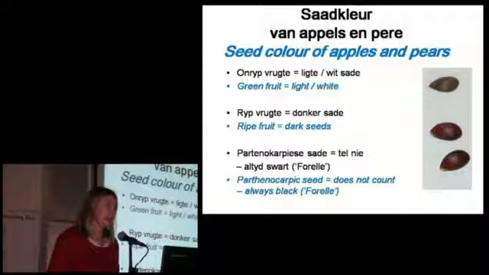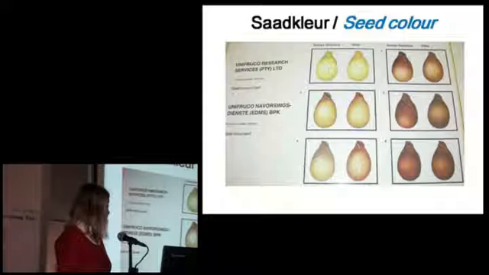We must note that in certain fruit, we've got parthenocarpic seeds. Now, parthenocarpic seeds are those seeds that didn't fully develop. They're always black and flat. We don't use those for maturity indexing, as they don't really indicate maturity.